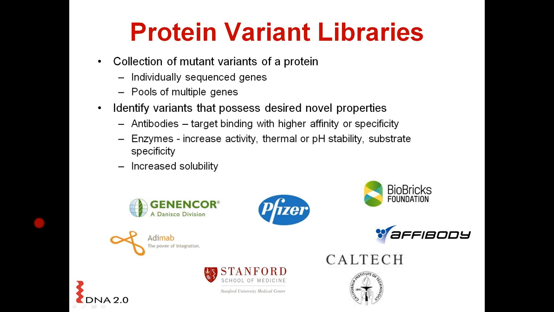Libraries are going to come to you either as a collection of individually sequenced genes or pools of multiple genes. And the second, the pools of multiple genes, tend to be the kinds of things that most people think of as a library. You can use them to improve the properties of antibodies, target binding, get either higher affinity or specificity, or even to change the specificity of an antibody. For enzymes, to increase the activity, the thermal or pH stability, substrate specificity, and any number of other properties. You can use the libraries to also try to increase the solubility of a protein, and I know that crystallographers are particularly interested in that function.